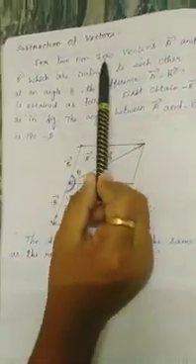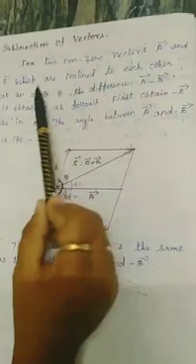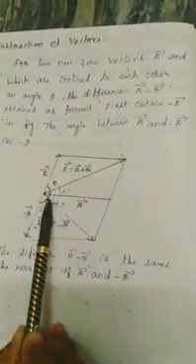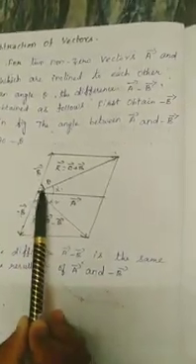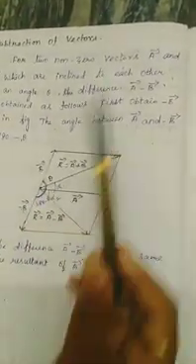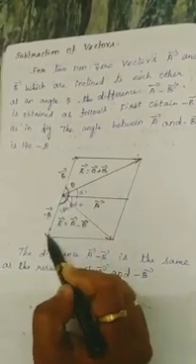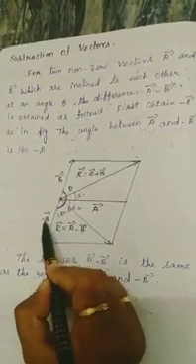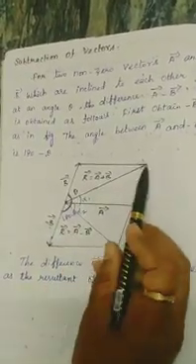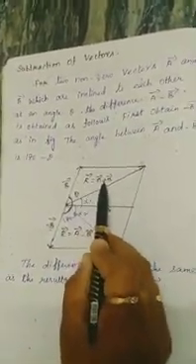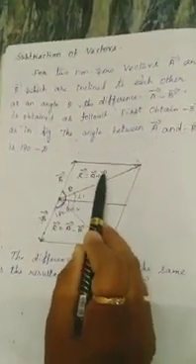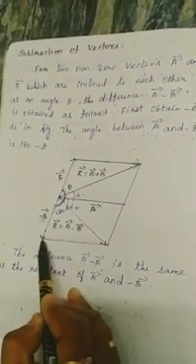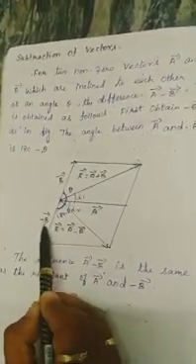Now we take two non-zero vectors, A vector and B vector, which are inclined to each other at an angle theta. This is the A vector and this is the B vector, and the angle is theta. The B vector going to the opposite side we mark as minus B vector. This is the resultant vector, R vector equals A vector plus B vector, in addition of vectors, which we have already seen.